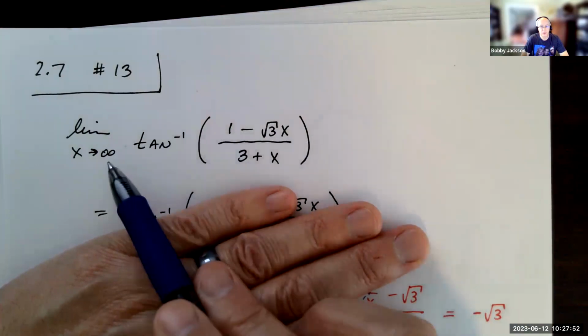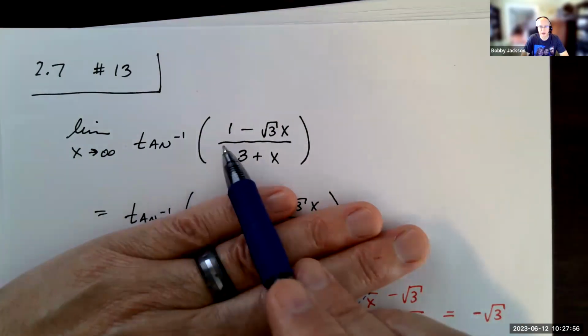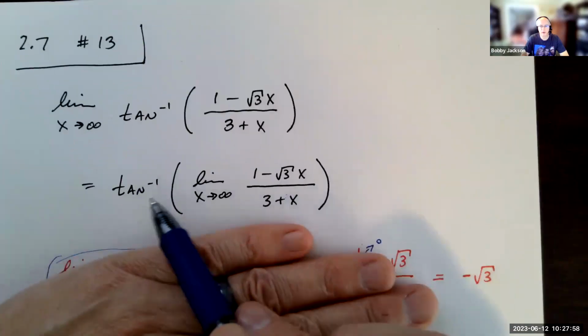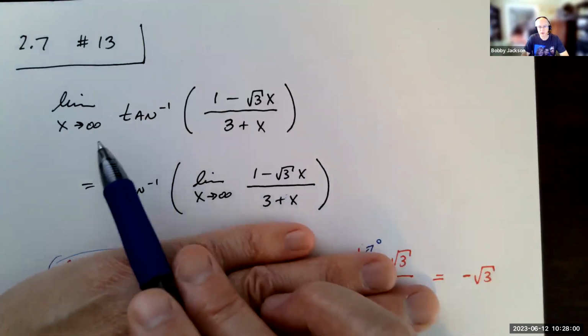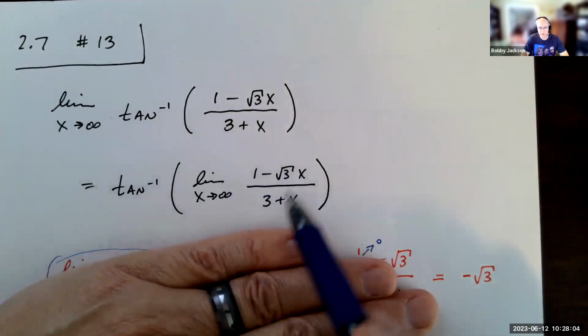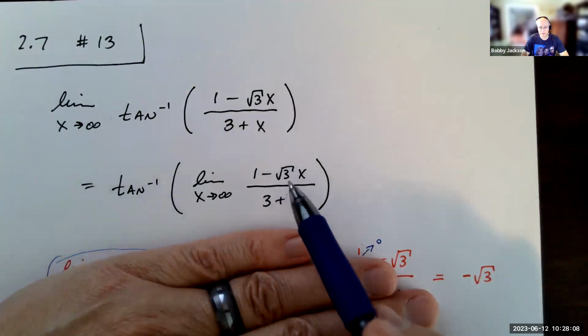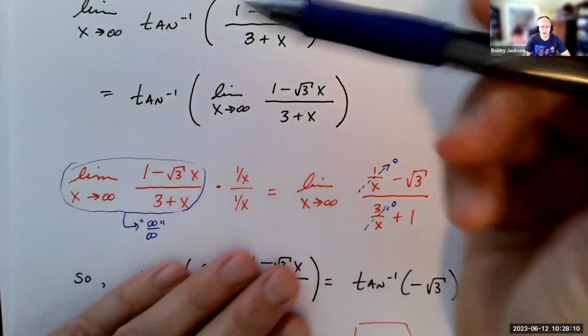function, right? We can push it inside because the inverse tangent function is continuous on its domain. And its domain again is all real numbers. So I can push this limit inside. Now, the question becomes, what's the limit as x goes to infinity of this rational expression? Well, I do that down here.